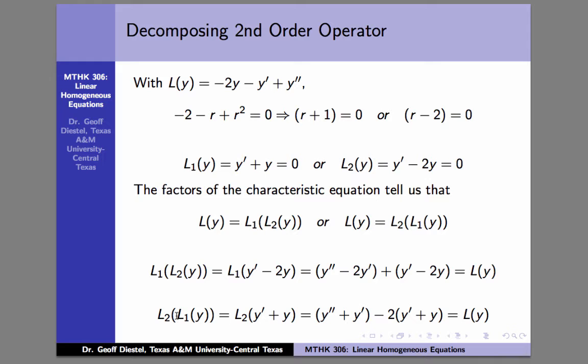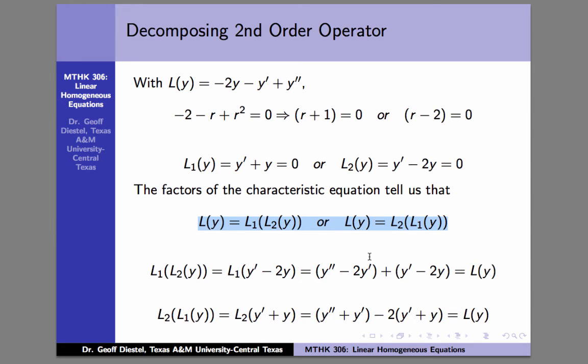Now we're taking L1 of y on the inside first. So L1 of y is y prime plus y. We're going to plug that in to L2. L2 says to take the derivative and then subtract twice the function. So we're going to take the derivative of this, which is y double prime plus y prime, and we're going to subtract 2 times that function, y prime plus y. Again, simplifying and by combining like terms here, we get exactly what we get for L of y. So again, we've confirmed these two equations that I've claimed here in the middle.